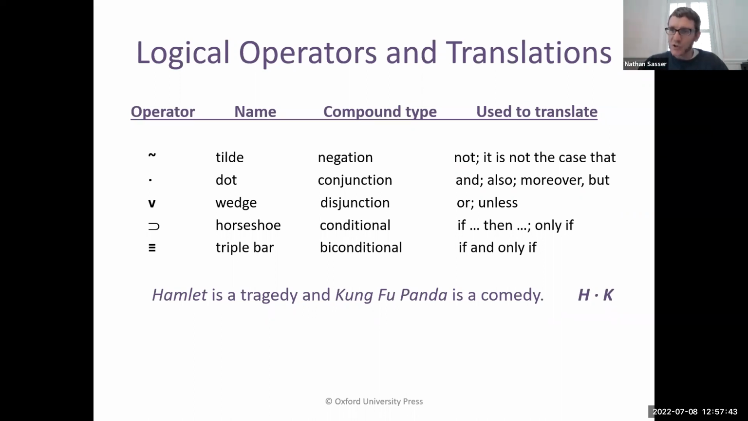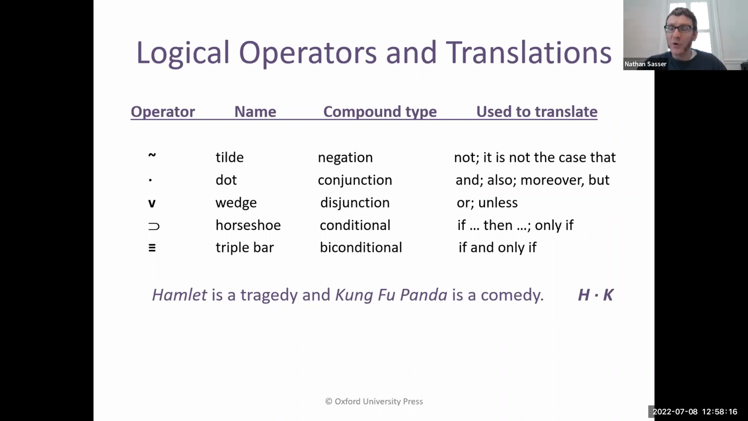Fourth is this horseshoe. Sometimes in some of my examples, I might write it as an arrow, but the arrow is going to be pointing to the right. The horseshoe symbolizes the conditional relationship between two simple statements. It can translate the words if, then. It can also translate the word only if. I'm going to say a lot more about that because that can be confusing. So hold on, and I'll say more about that later.